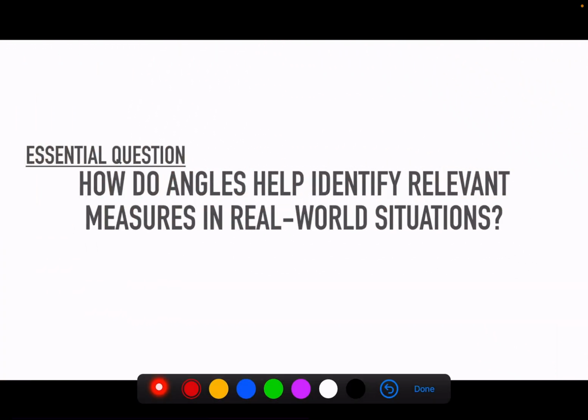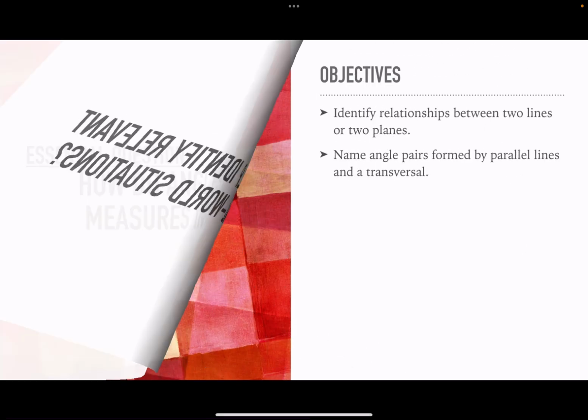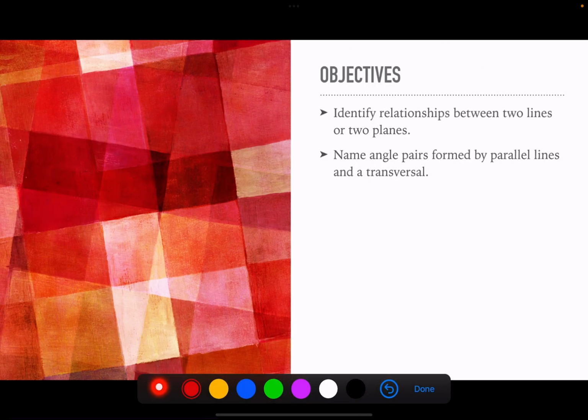Our essential question for this unit is how do angles help identify relevant measures in real-world situations? Our objectives for this lesson are to identify relationships between two lines or two planes. We also are going to be naming angle pairs formed by parallel lines and transversals. So let's get into it.